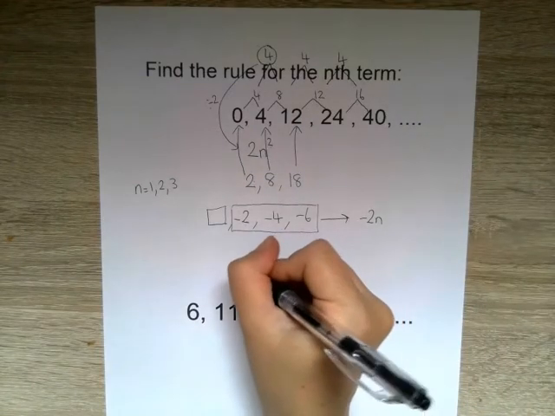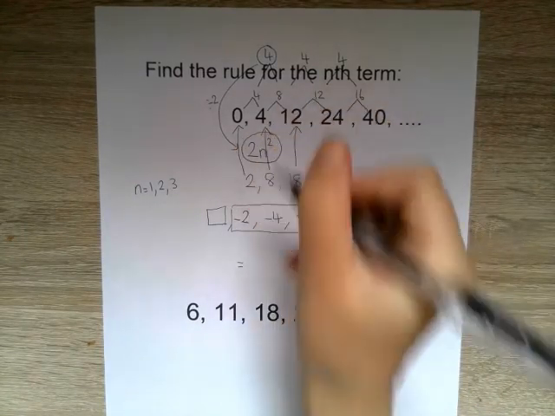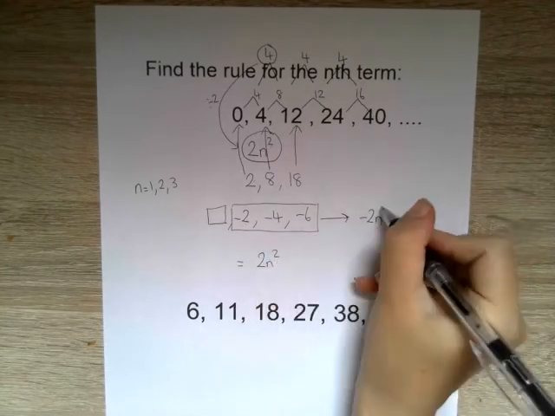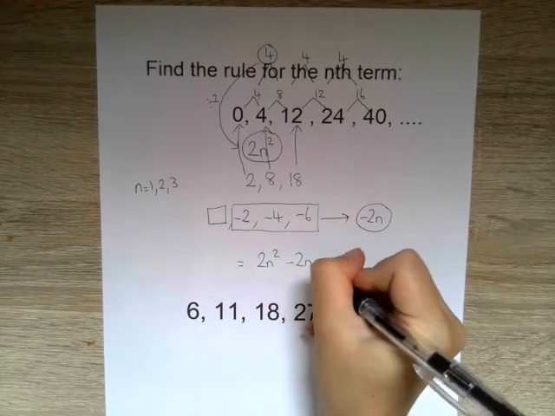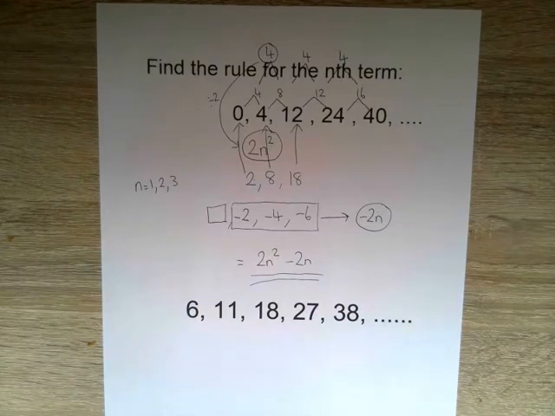So we just put it all together now at the end. We had 2n squared, and we had minus 2n. So that would be my final answer. So 2n squared minus 2n. So I would do one more for you.